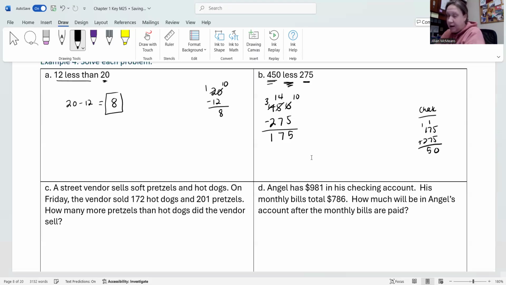So I keep a 5, I carry a 1. 2 plus 1 is 4. So everything checks out. And we can say 450 less 275 is 175.